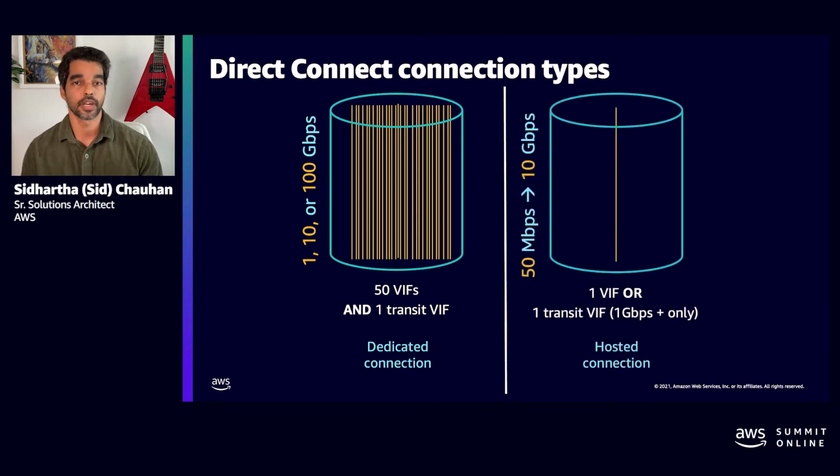There's a second type of connection, which is called the hosted connection, where you can go even lower than 1 gig. Sub 1 gigabit per second, up to as low as 50 megabits per second. In order to get a connection like this, you need to work with an AWS Direct Connect partner. When you do that, you can provision only 1 VIF. So it can be a public VIF, a private VIF, or a transit VIF. And transit VIF is only allowed for 1 gigabit per second and up.